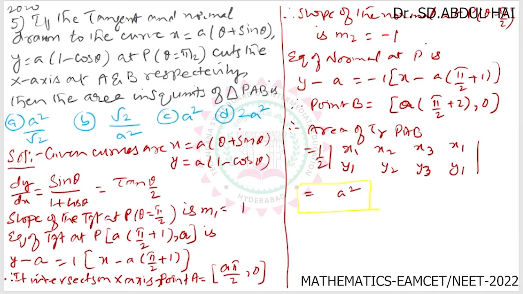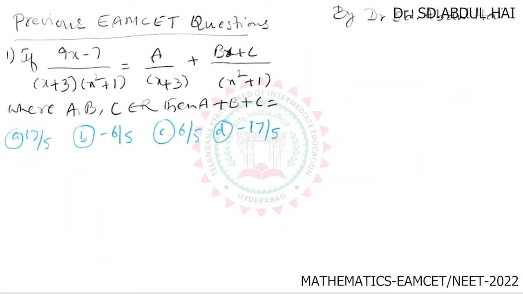That is which option? Third option. Some questions from previous examination, which include partial fractions, trigonometry, etc. Now, write down the first question. The first question is, if (9x minus 7) divided by (x plus 3)(x square plus 1) is equal to a by (x plus 3) plus (bx plus c) by (x square plus 1), where a, b, c belong to R, then we have to find the value of a plus b plus c. These are the four options. Okay. Now write down the solution.